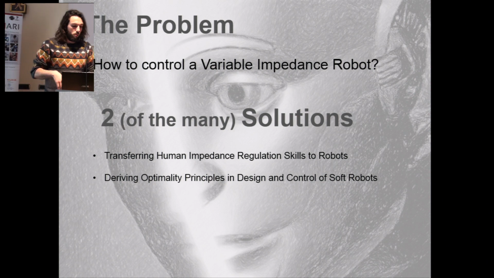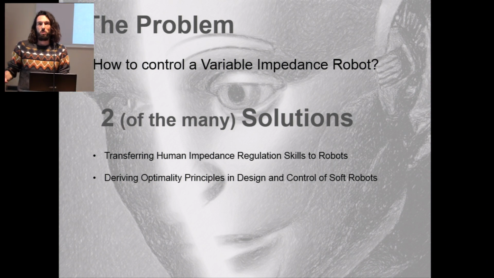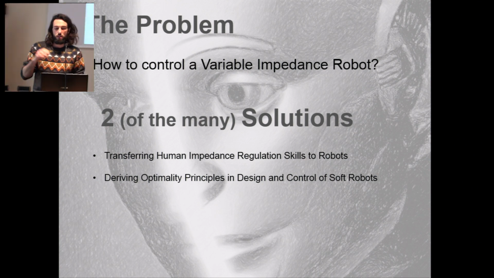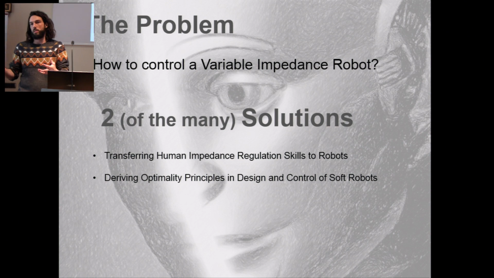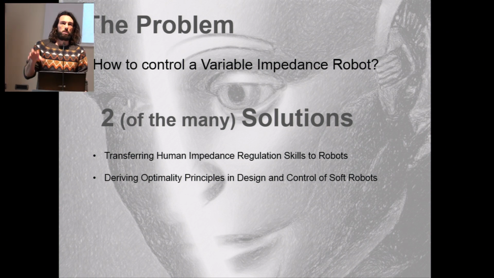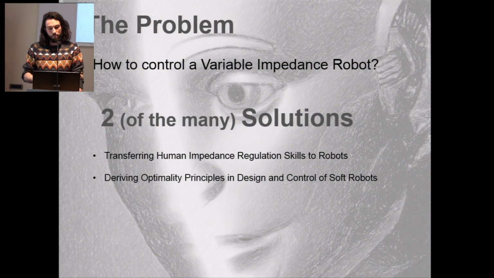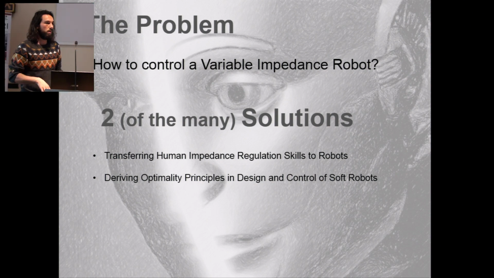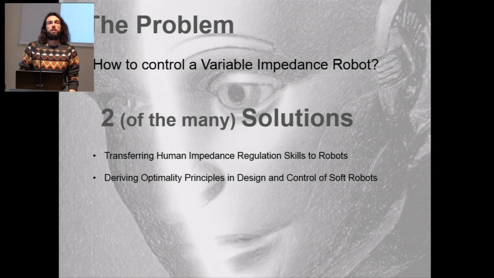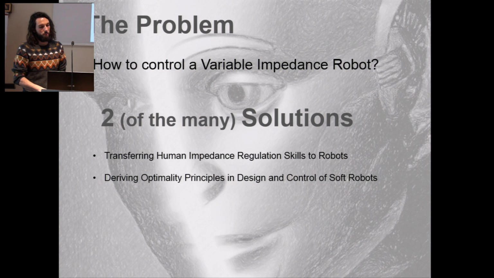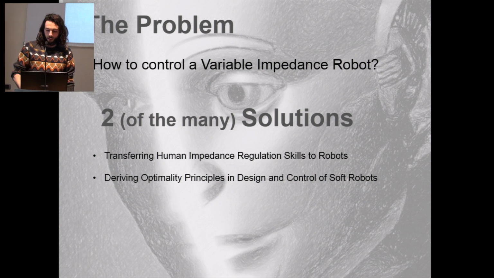Here are two of the possibly many solutions. One is transferring human skills to robots. So let humans do tasks for you, and then copy the way humans change and regulate their impedance. The other one is deriving laws that can explain how impedance has to be changed according to the tasks, by optimality principle. And the second one is the path, the idea that has been followed in the work you are going to see.